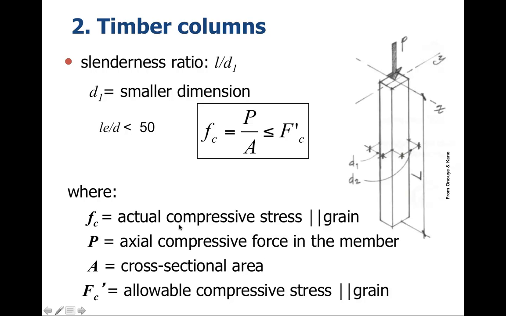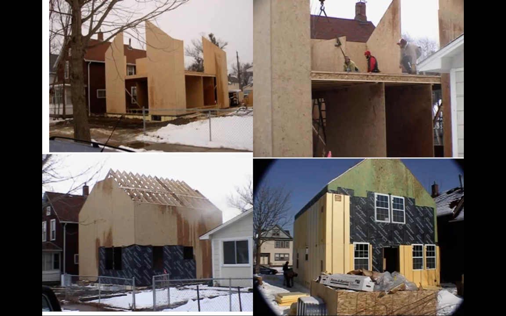So here we have the factors that come into play in this, F sub C being the compressive stress parallel to grain, P being the axial force on the column with the load, A being the cross-sectional area, and F sub C prime, as it's shown in this formula, the allowable compressive stress, and that's a factor that can be looked up in the wood handbook or something of that sort. All right, so just some more real-world examination of columns.